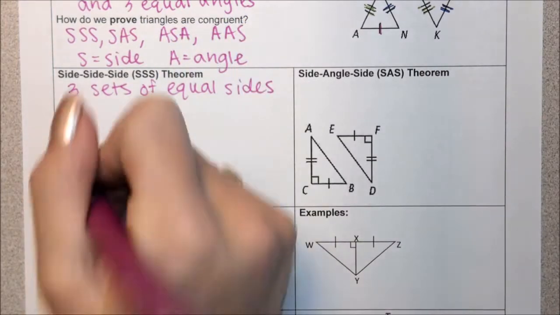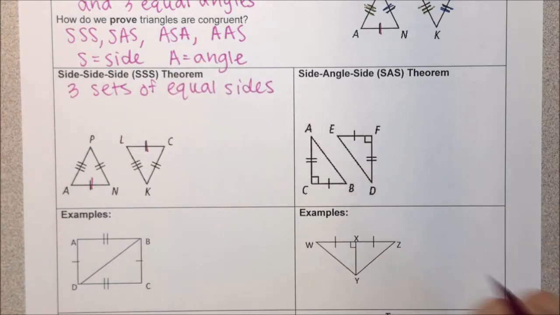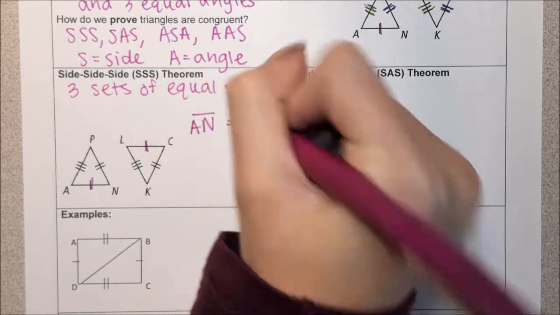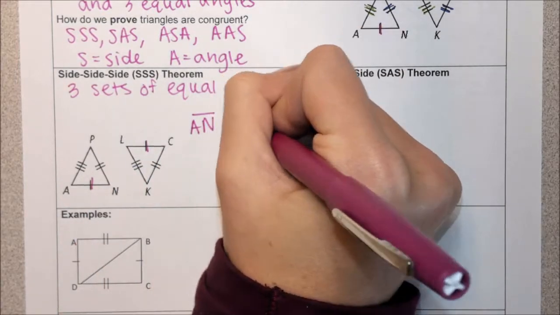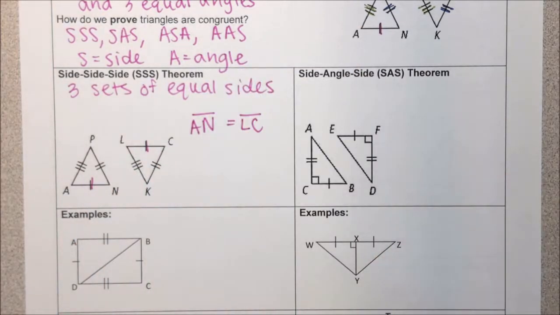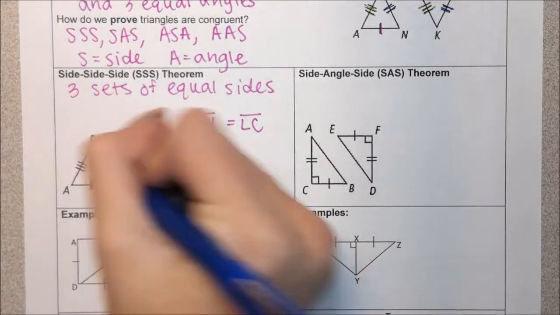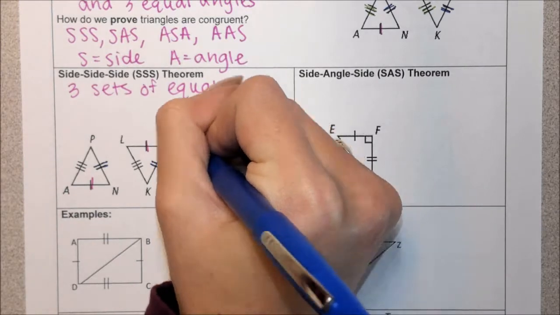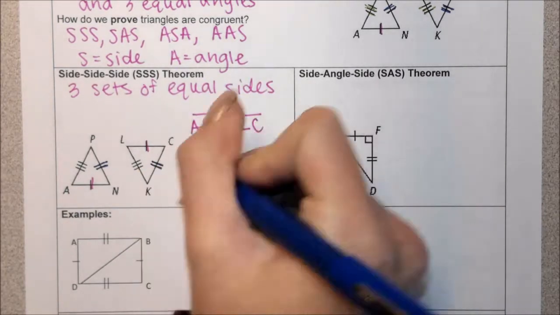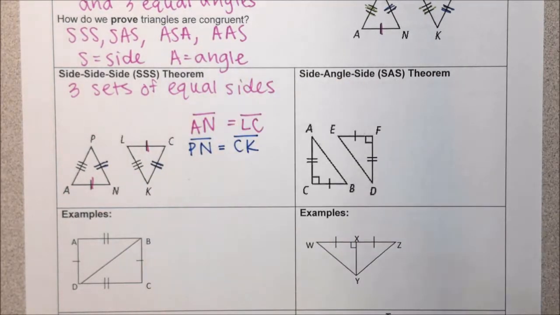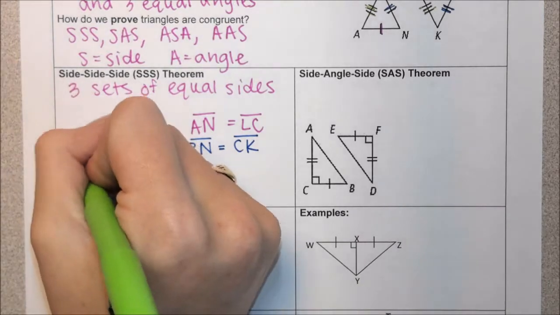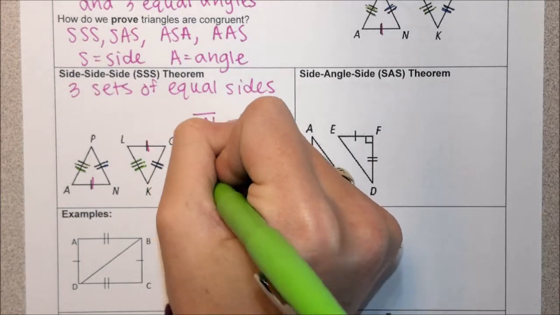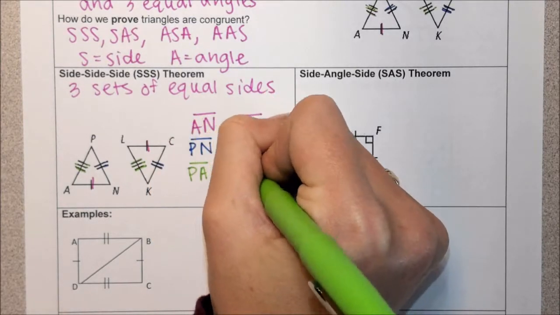So looking at that same picture, let's go ahead and write out those equal sides. So here I have AN is equal to side LC. Then I have the two dash side. So side PN is equal to CK. And then last but not least, we have the three dash marks. So that shows us that PA is equal to LK.